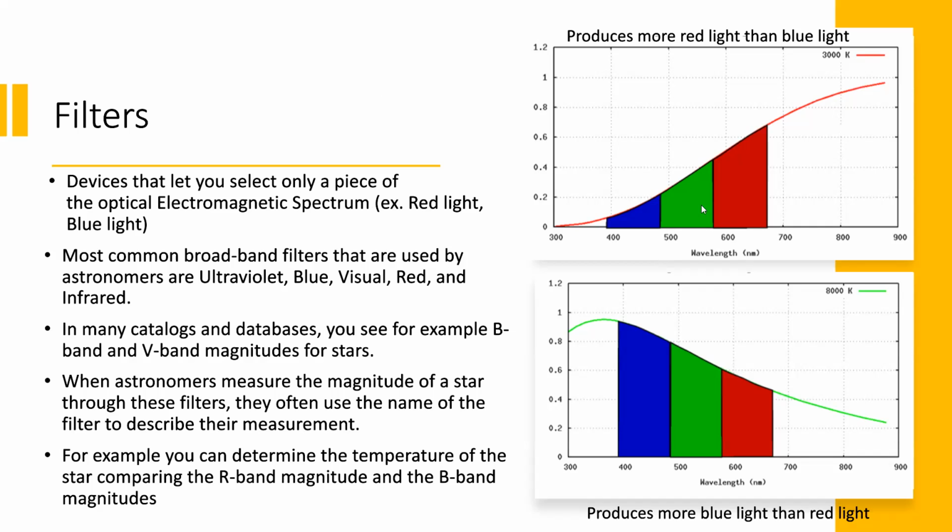So right here, you can see in the graph, they produce more red light than blue light, and this right here produces more blue light than red light.